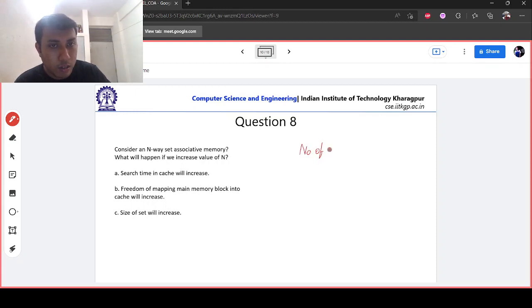Number of blocks in each set. So it says, what will happen if we increase the value of n? Option A is search time in cache increases. So this is true, right?